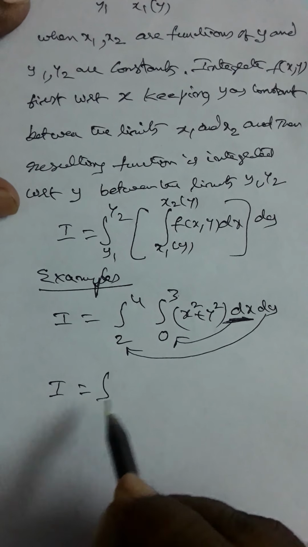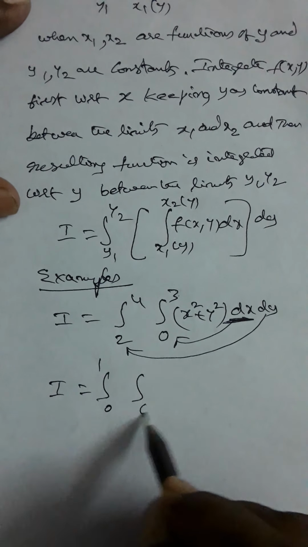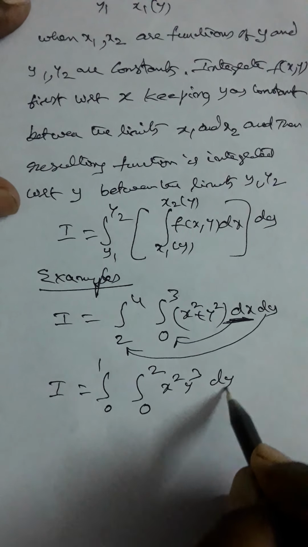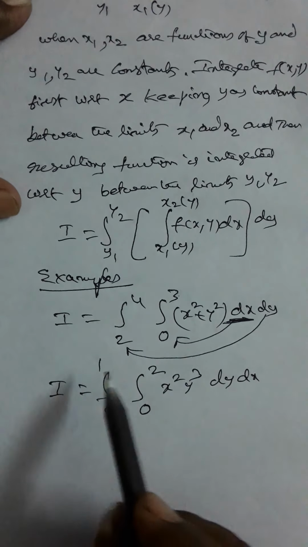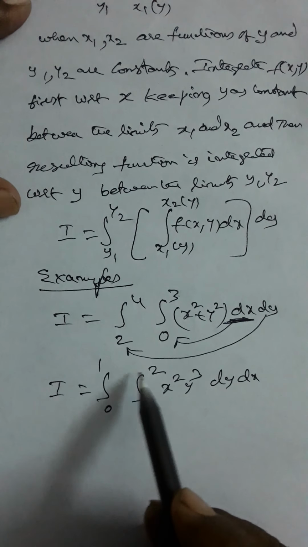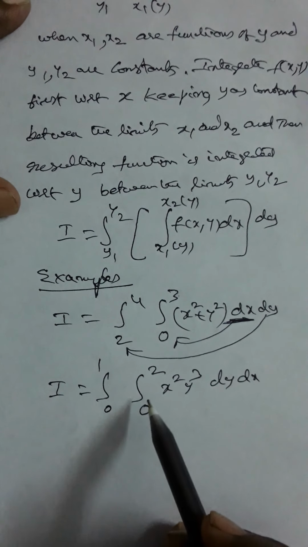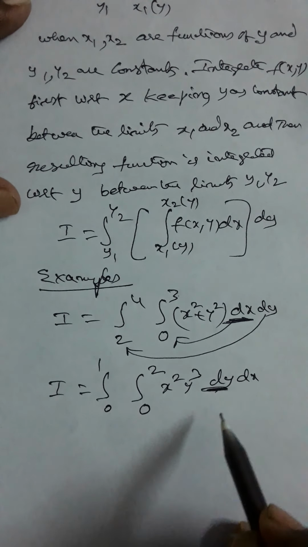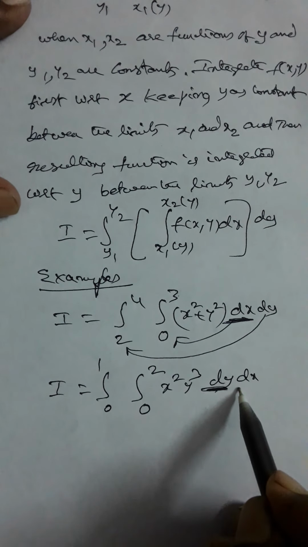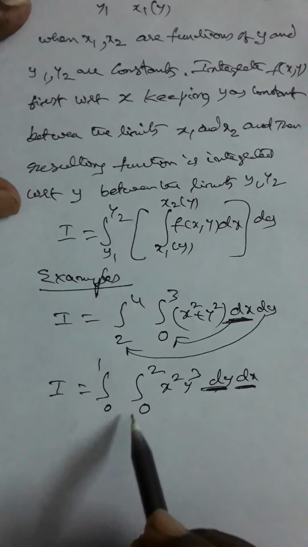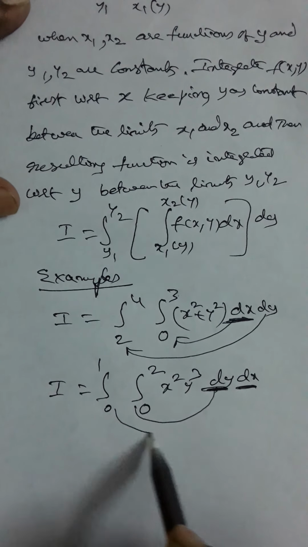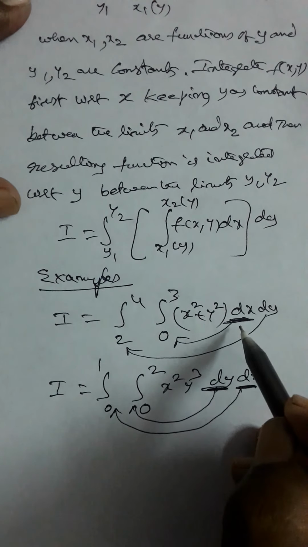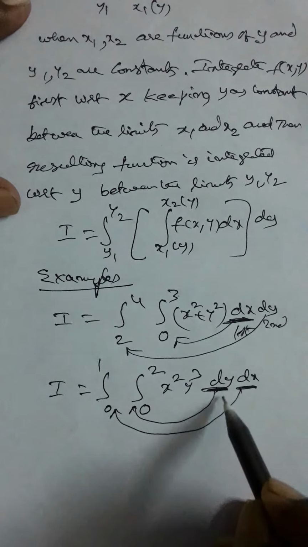Suppose I is equal to integral 0 to 1, integral 0 to 2, x square y cube dy dx. Here also all upper and lower limits are constants. According to the order, we first integrate with respect to y and then with respect to x. So these are y limits, these are x limits. That is the meaning. First, second.